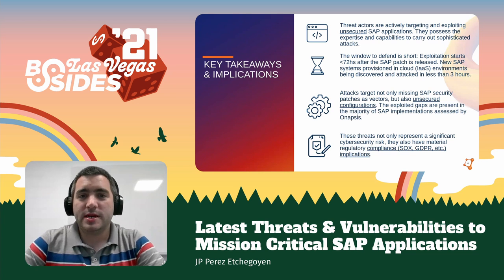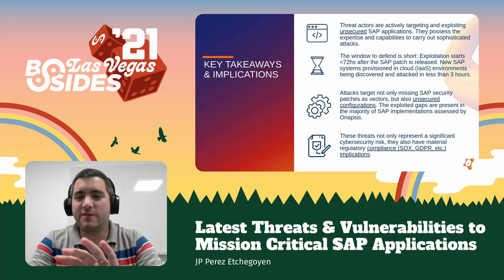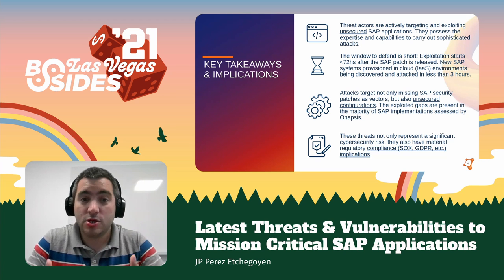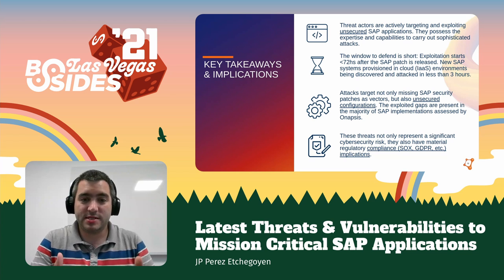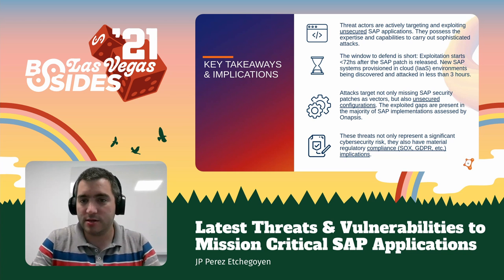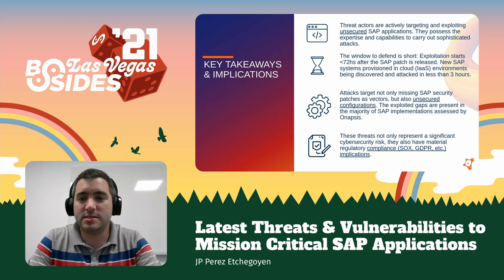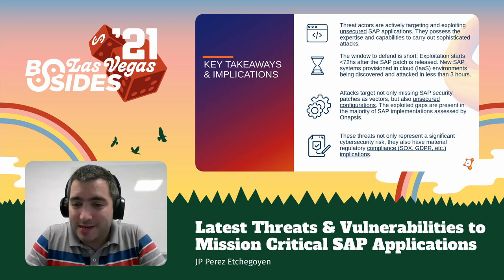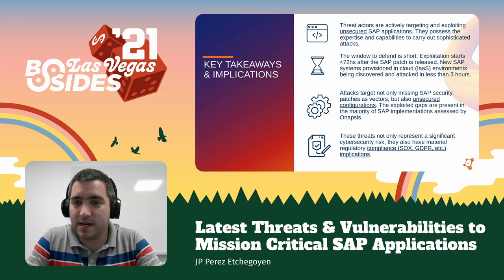Just to provide some takeaways and implications, I'm going to focus on four of these. There are a lot of different insights that we can extract from actually watching threat actors compromising these applications. There are a lot of insights that we can extract from understanding what they are after, how they are attacking the system, what the TTPs are, and I'm going to get into details about that in a minute. But really, these threat actors are actively targeting unsecured SAP applications.